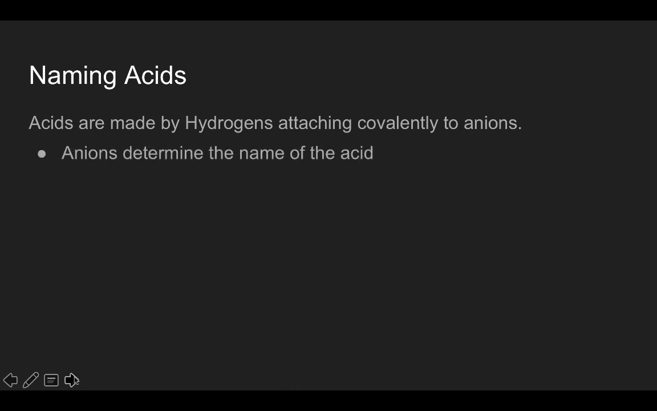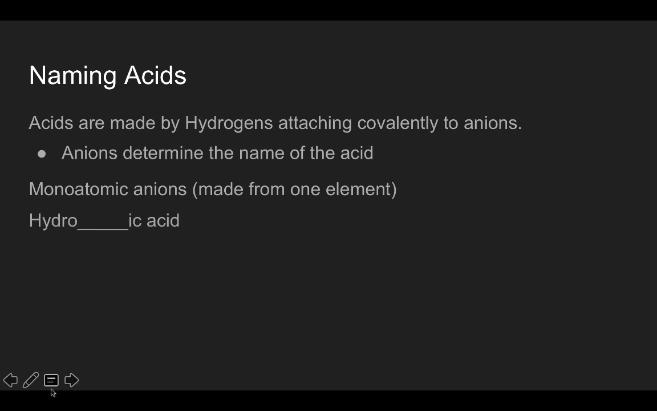Because of this unique situation, the anions are actually what determine the name of the acid, and like I said, they have their own naming system. The first type of anion that we could have is a monoatomic anion, which is an anion made of just one element. The basic pattern for a monoatomic anion forming an acid is hydro-blank-ic acid, where the blank is the root of the element name for the anion.